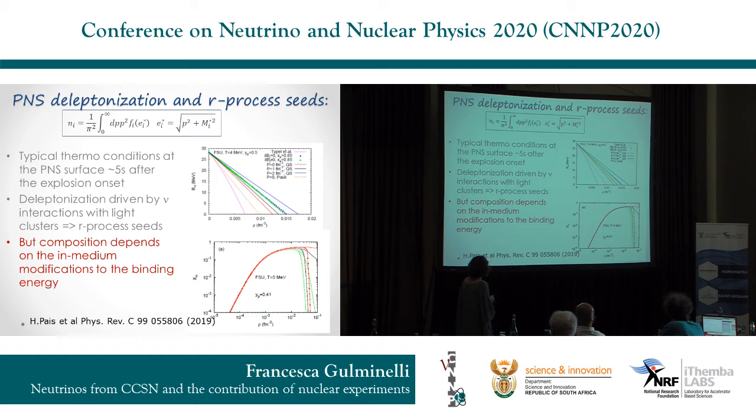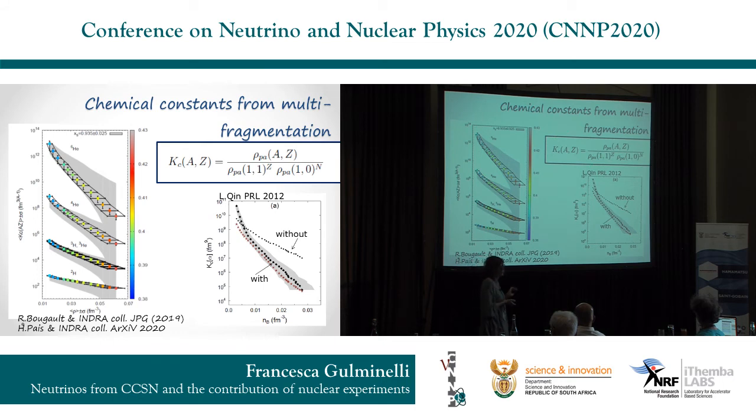So the point here is to try to experimentally pin down how the binding energy of these light clusters is modified in the medium. And the proposition, which was made some years ago by the Texas A&M group, was to study that in nuclear multifragmentation, using this observable, which is called the chemical constants, which is basically particle densities of different clusters, but properly normalized in such a way that the effect of these medium modifications to the binding energy is pretty important. You see here, without the medium modification and with the medium modification, this changes the observable quite a bit.